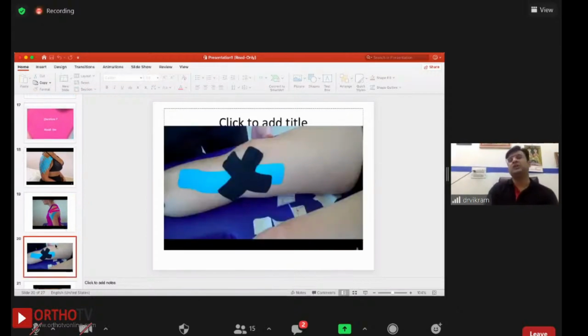This is an example of when we are doing meniscus taping for joint stabilization. I've started the tape from here all over the medial ligament, and over the joint line I'm putting an X tape to stabilize the meniscus part.